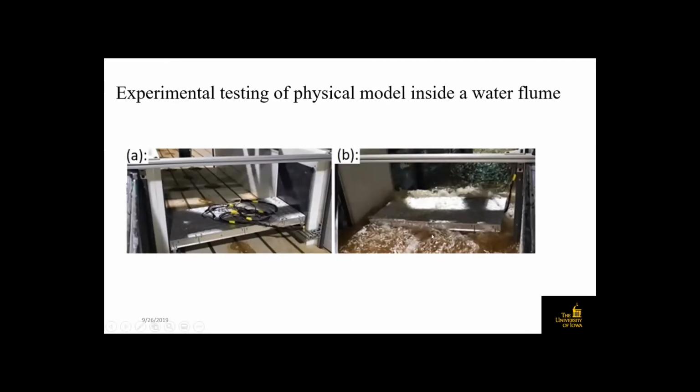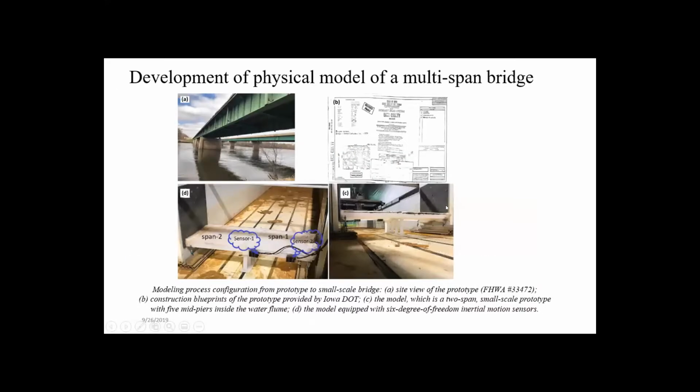Then, do you see here, we put that as a model bridge inside the water flow. The problem is that the water flow has limited capacity, so we didn't see a lot of changes here because this was too stiff. So what we did, we moved to another bridge. This is in Cedar Rapids, and this is a multi-span bridge. And again, we did the same thing. We have the drawing from DOT, and we created that bridge.